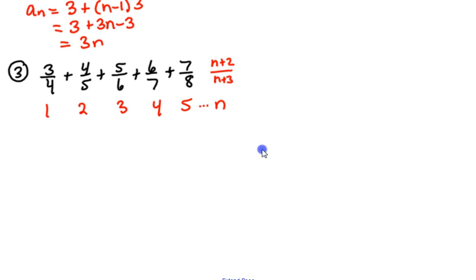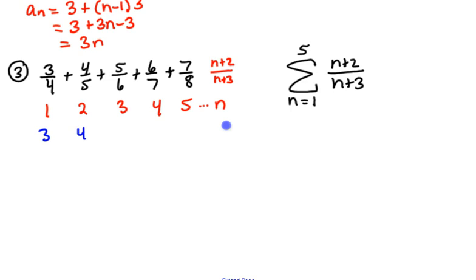So my sigma notation can be written when n is equal 1 through 5. So I've numbered the terms 1 through 5 of n plus 2 over n plus 3. Now I want to show you there are more ways to write this. What if I started numbering, instead of starting numbering at 1, what if I said, let's start at 3 and number them 3, 4, 5, 6, and 7.